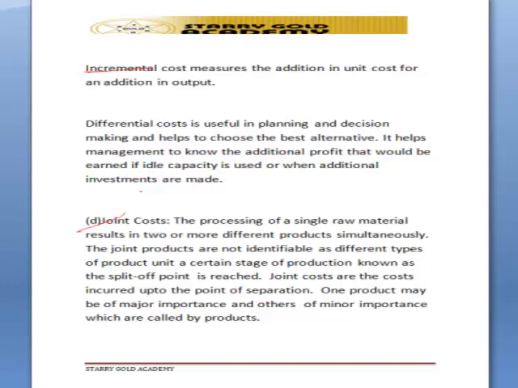A joint cost relates to two or more products produced from a common production process or element, material, labor, overhead, or any combination thereof. So joint costs can be apportioned to different products only by adopting a suitable basis of apportionment. When we come to joint products and byproducts, we will look at how we allocate that.